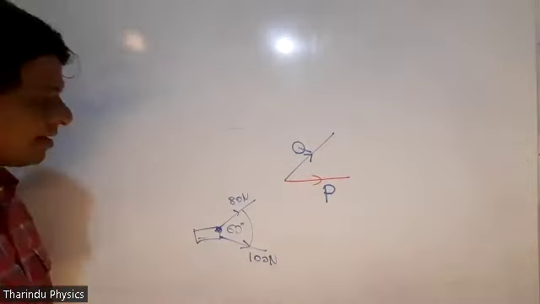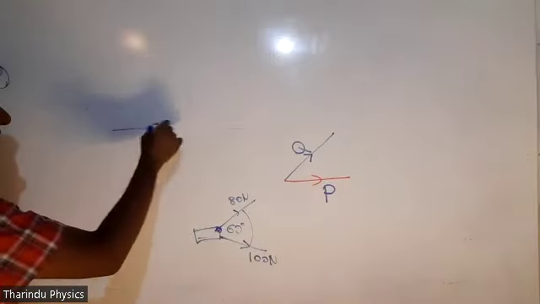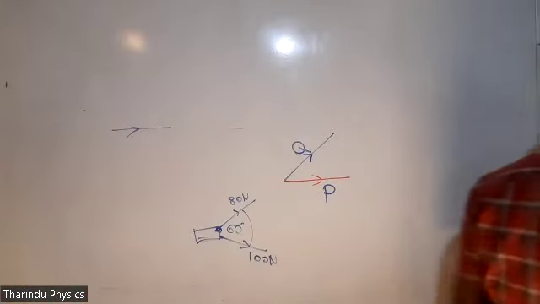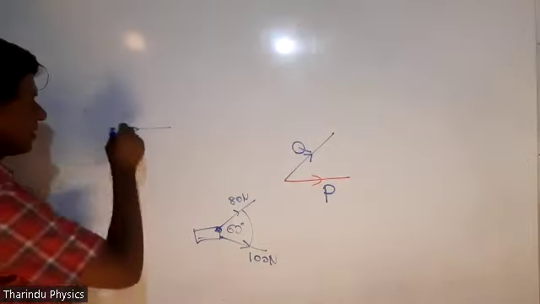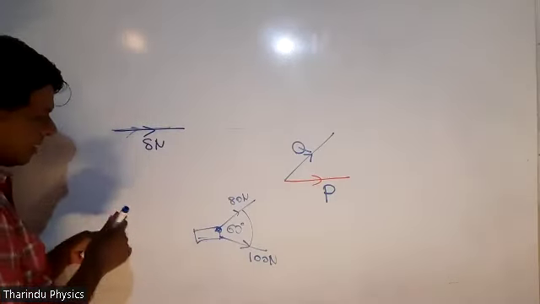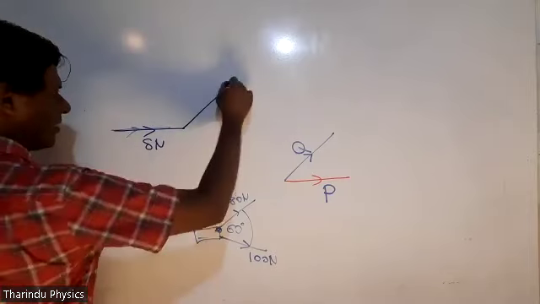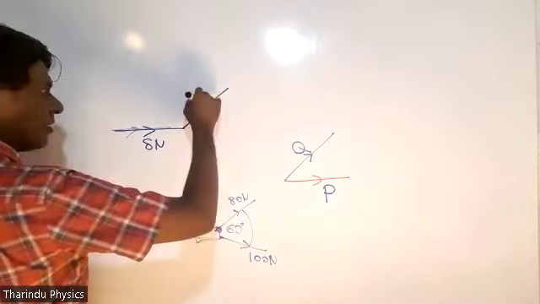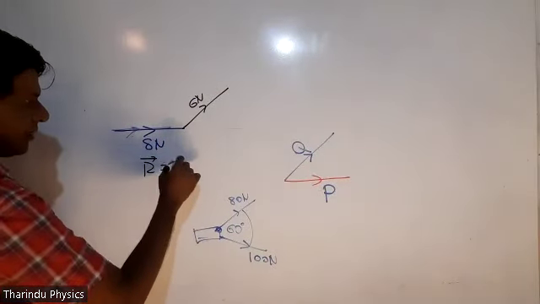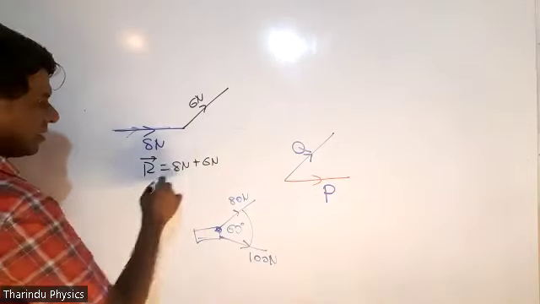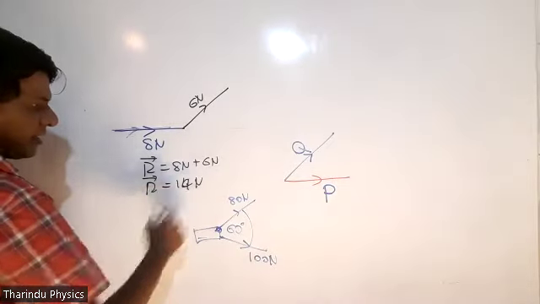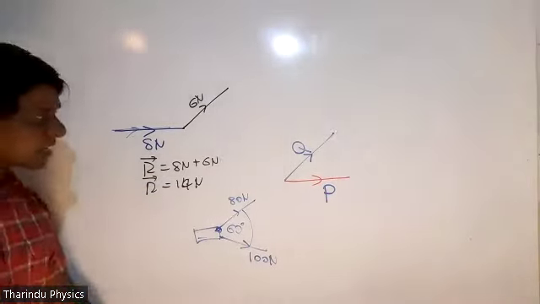Now imagine a scenario like this. Wrong marker, I think. 8 Newton and 6 Newton. Now you are going to write the resultant as 8 Newton plus 6 Newton. 8 plus 6 is 14 Newton.